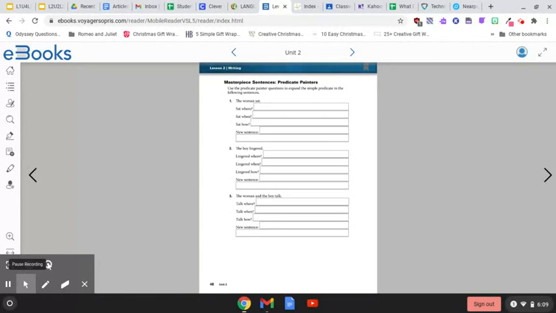When did the woman sit? Sat when? Jot down an idea. Sat how? How did the woman sit? Jot down your idea. Now write your new sentence incorporating all three of those predicate painters. Go ahead and do the same thing for numbers 2 and 3.